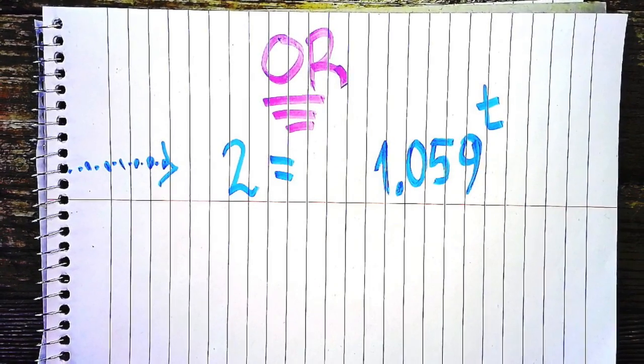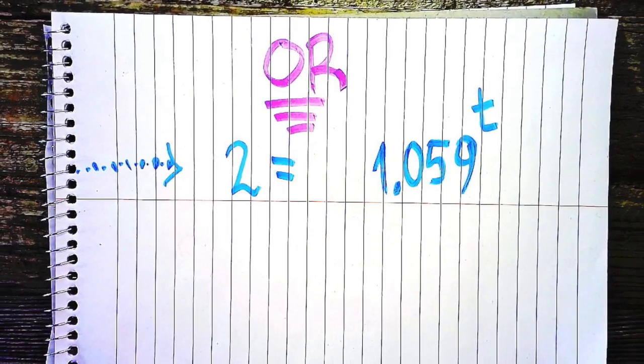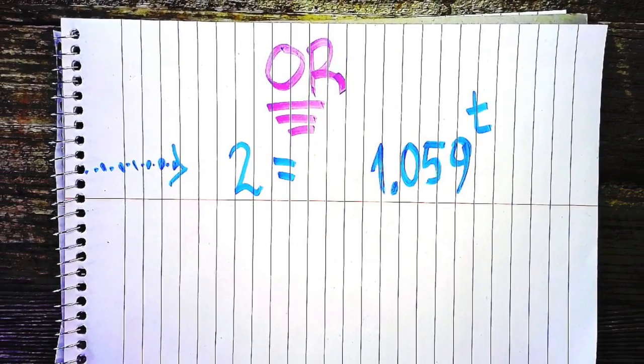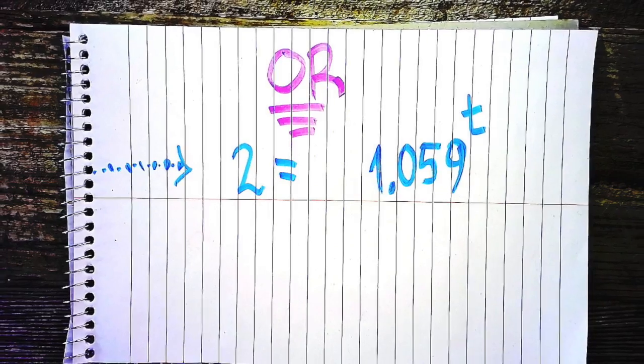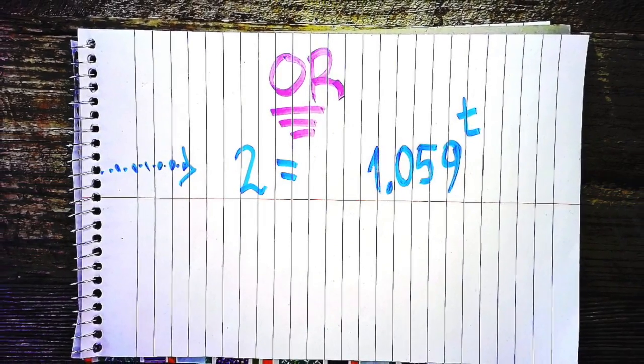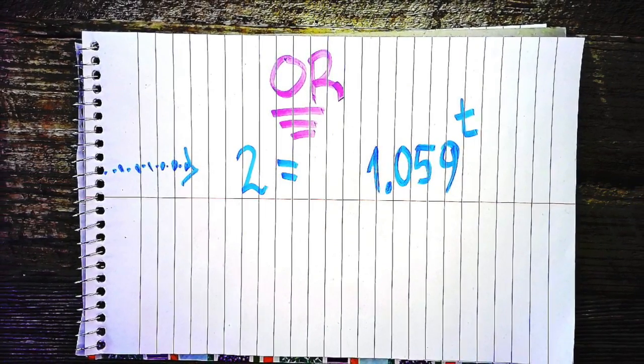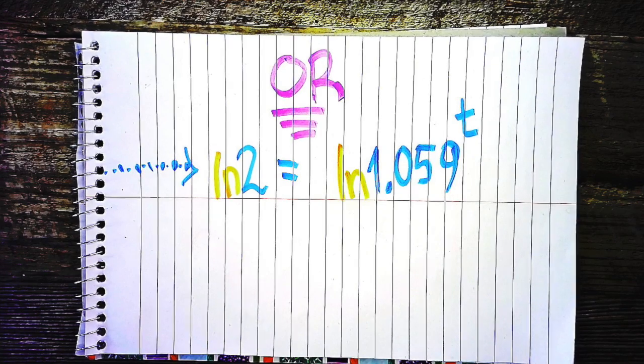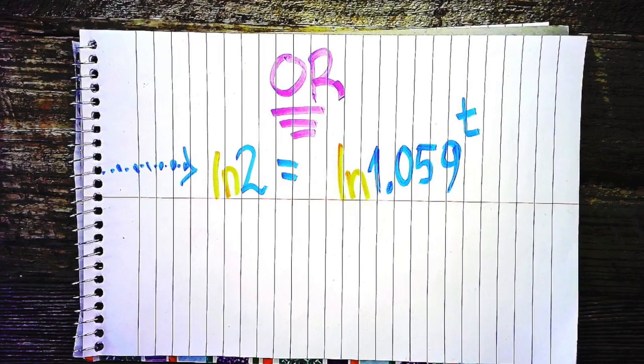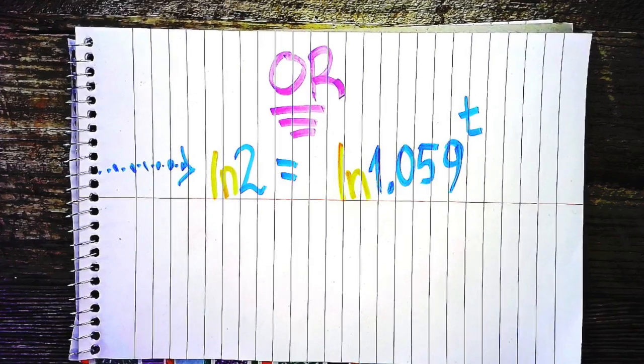Now I'm going to show you a less roundabout way, sort of direct little shortcut. We'll pick up from the step where we had 2 equals 1.059 to the T power. Instead of using log base 1.059 and then implementing change of base formula later, we can just take the natural log of both sides now. As long as we use the same type of log on both sides, we're fine.